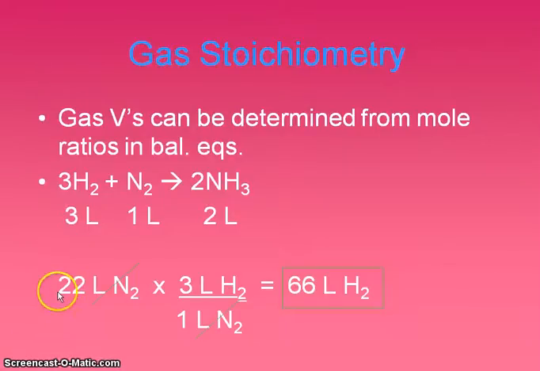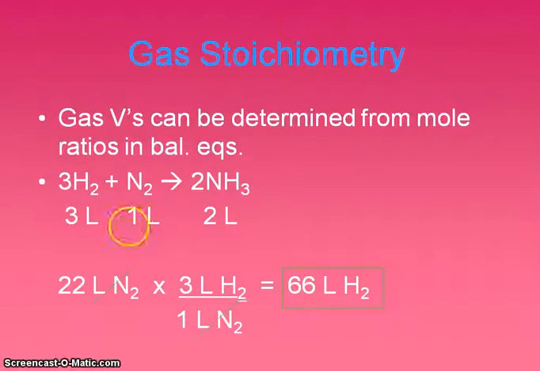And then I just made up a value here. If we had 22 liters of nitrogen, how many liters of hydrogen would we need to react with that? You're going to use your ratio the same way we did with our mole ratios. We want to cancel out our liters of nitrogen, so the 1 liter of nitrogen goes on the bottom of my conversion factor, and the 3 liters of hydrogen goes on the top. My liters of nitrogen cancel, and I find that I would need 66 liters of hydrogen to combine with the 22 liters of nitrogen.